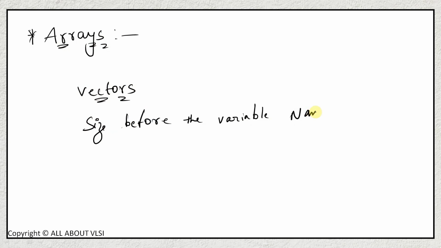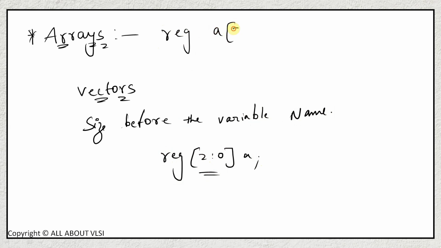Coming to another type of data types, which is known as arrays. So the main difference between your arrays and vectors is that in the case of vectors you are going to mention the size before the variable name. For example, you are simply writing reg [2:0] a. So this is a vector. Whereas in the case of arrays, you're mentioning the size after the variable name, reg a [2:0]. So this is an array.